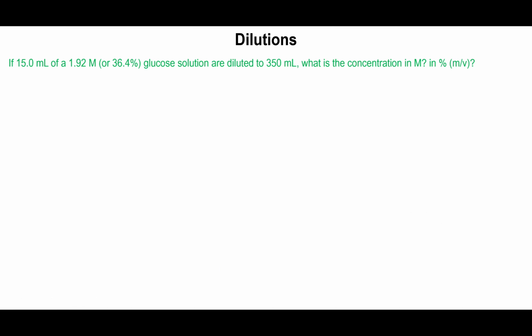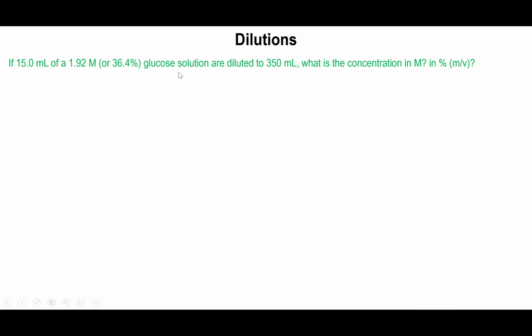All right, so if we use an example to kind of depict this situation, in this case we have 15 mLs of a 1.92 molar glucose solution. But notice that in parentheses I'm also writing the percent mass per volume. So this is the actual value associated with 1.92 molarity concentration of glucose. So they're basically the same thing, except that one is in molarity units, the other one is in percent mass per volume, but they represent the same solution.